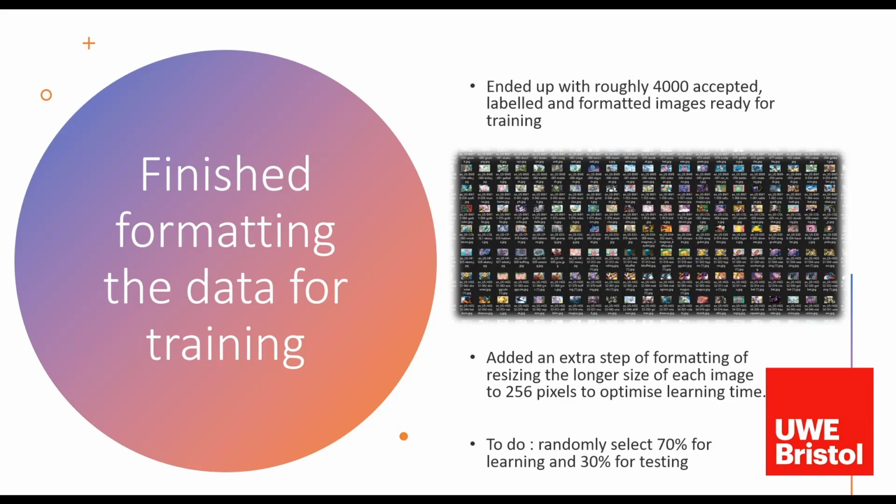One thing I do have to do for this is, even though they're all formatted and they're in folders ready for machine learning, I don't have the 70% and 30% learning and testing folders set up yet. So that'll be the next part of basically randomly selecting from within these folders 70% of each type for the learning and 30% for testing.